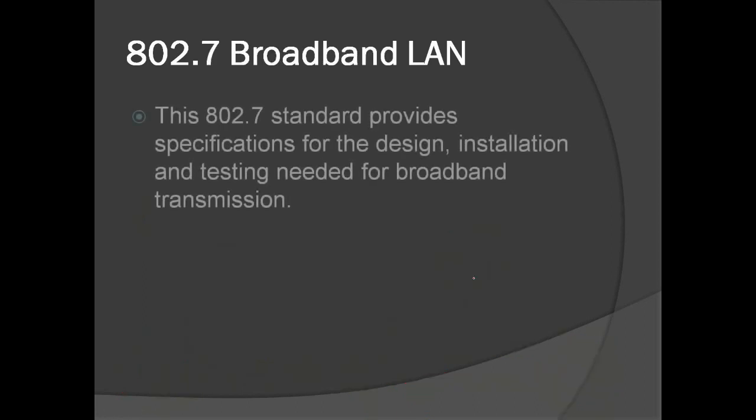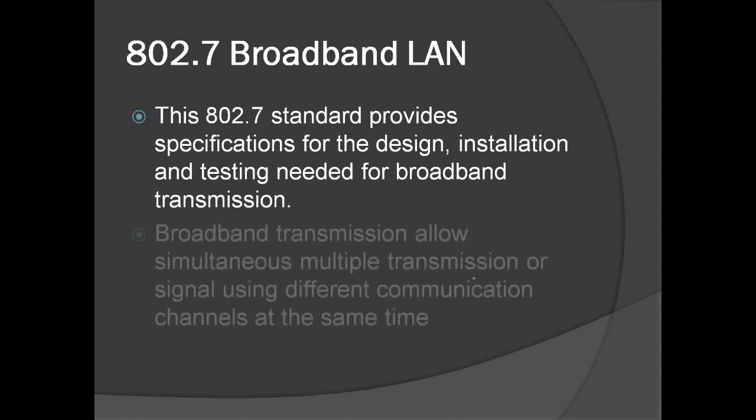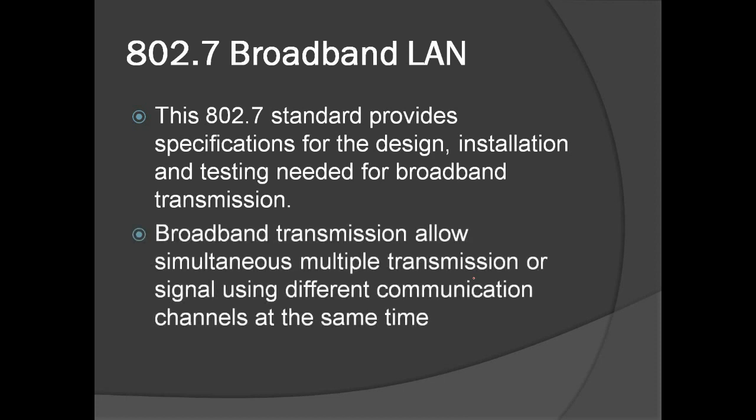Okay, so we have the 802.7 for the broadband LAN. These are used for our broadband technology. This 802.7 standard provides specifications for the design, installation, and testing needed for broadband transmissions. Let's say, for example, your USB broadband, the wireless broadband. Those are the 802.7. Broadband transmission allows simultaneous multiple transmissions or signals using different communication channels at the same time.